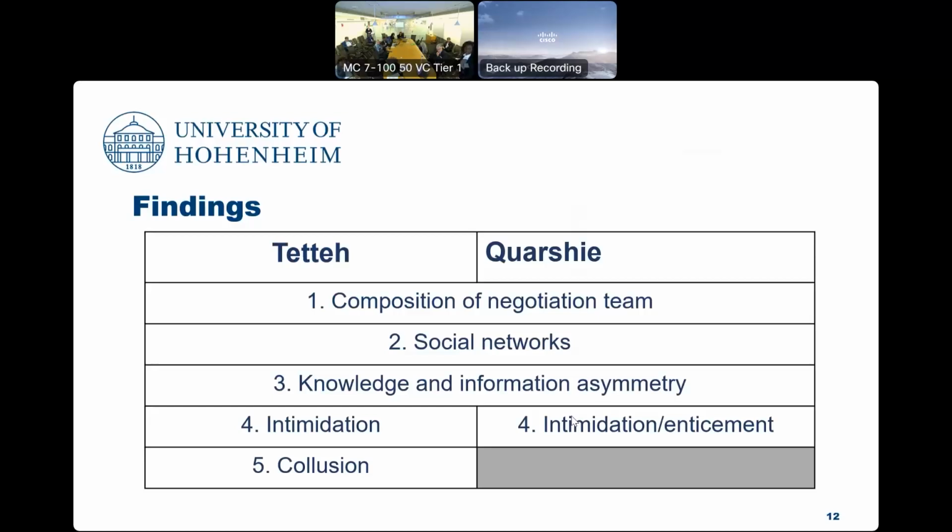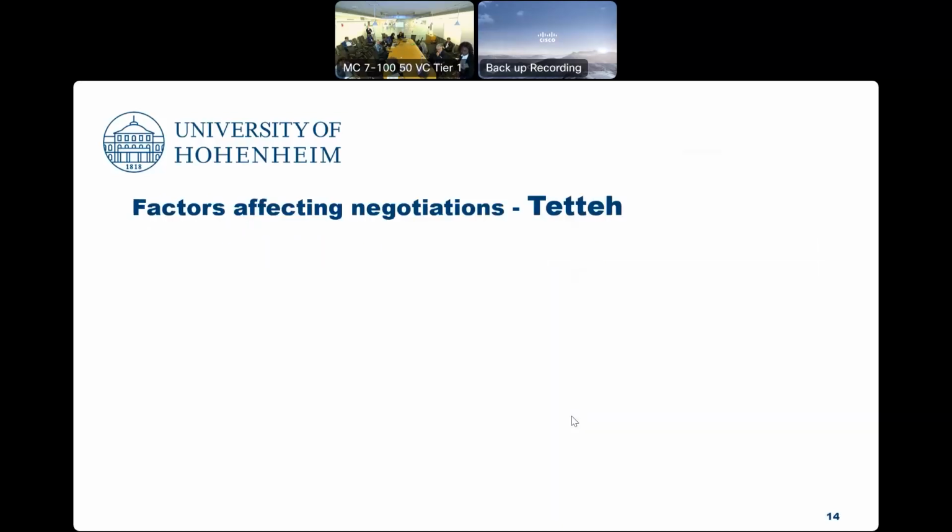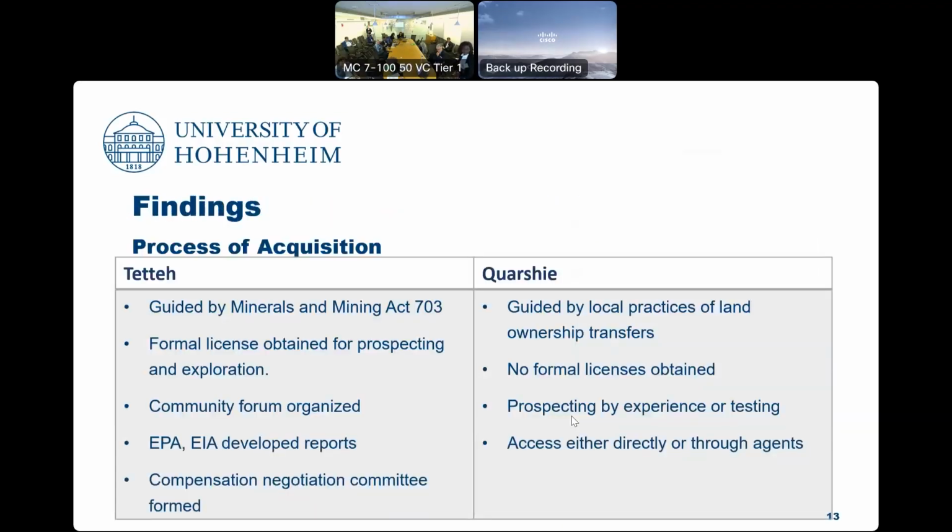So we'll look at each of these, but before we delve into each of these, I'd like to establish that the negotiations took place under the regulations in place. So Tete again was for the formal negotiations. It was guided by the Minerals and Mining Act. They obtained formal licenses, they organized community fora, they developed all the necessary environmental reports, and then they set up a compensation negotiation committee. In the case of Kwashi, it was guided by the local practices on the land.